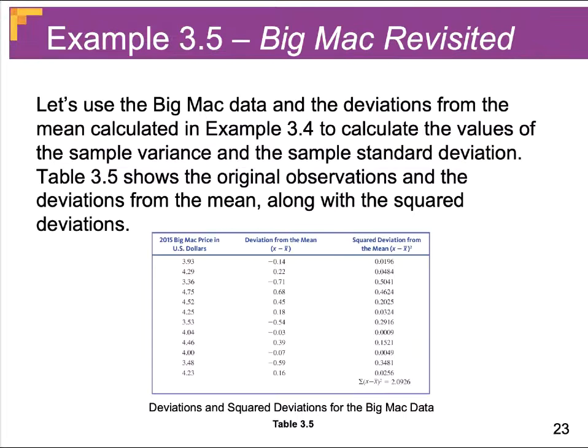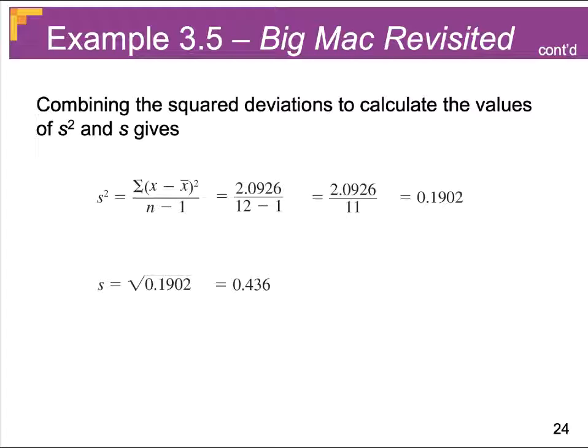If we were to go back to our Big Mac data and you see the deviations from the mean, we square all of those. We'll add all of those values up, and then we divide by n minus 1. In this case, there were 12 observations, so we would take that sum, divide it by 11, and we would get 0.1902. That would be the variance. But typically we report the standard deviation, which is the square root of that. And in this case, it's 0.436.